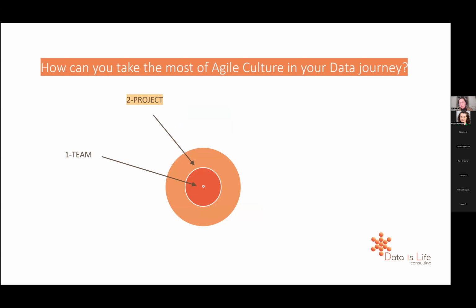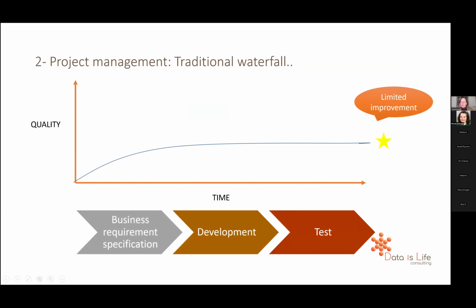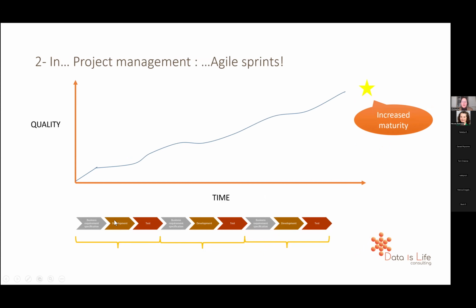Second proposal in the project management, because we're going back to the project management. I give you just a little example of what it looks like between a traditional waterfall project and a project led in Agile. But I already talked about this. When you have a traditional waterfall, it takes the same time. You're having the business requirement specification, the development, and the test, and you're getting to this place. Whereas with Agile sprints, you're going much farther and you're increasing the maturity over the same amount of time.